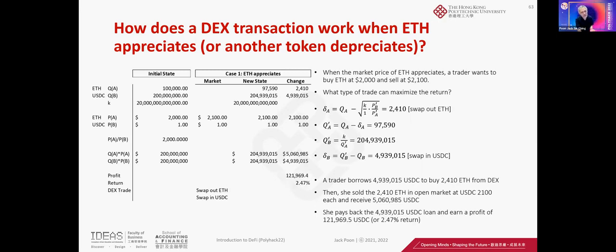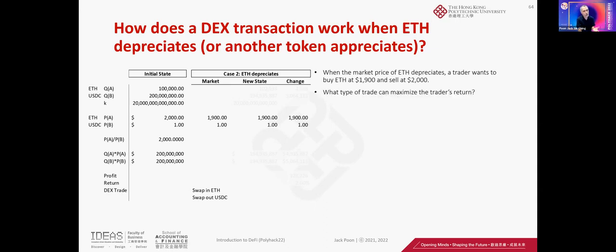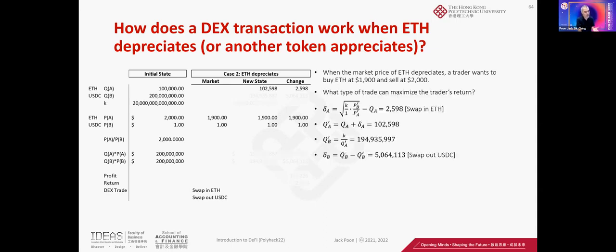Now, I have another example whereby what if the Ethereum actually depreciates? How do you do the trade? I'm not going to go through it here. Essentially, it's kind of like a reverse of what it is. There are a lot of details that go on in here, but you essentially understand the concept behind what is going on in the decentralized exchange.